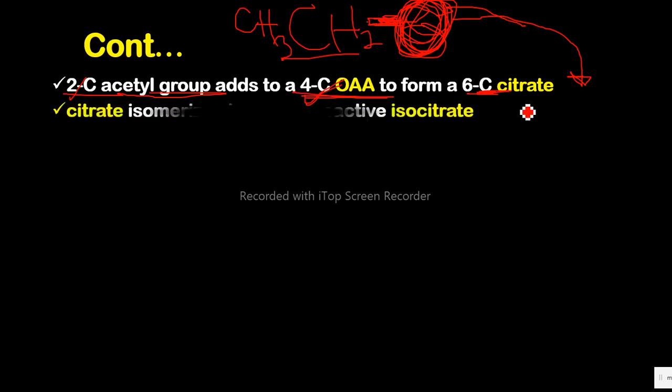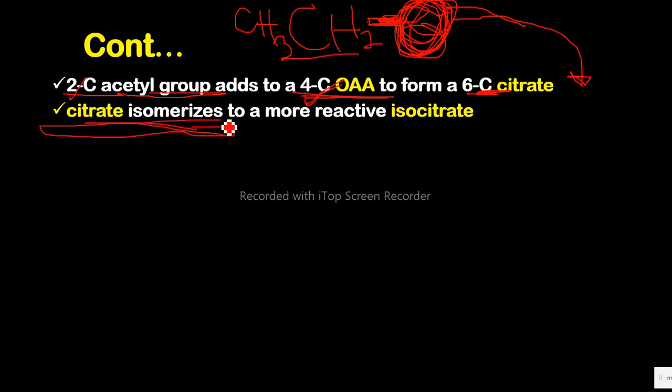Now the citrate that is formed continues to undergo processes which will generate energy. The first thing that happens is that it isomerizes. For the senior 5 today, I taught isomerism. You saw that it's where compounds having the same molecular formula have different structural formulas. So the citrate, or the citric acid that is formed, isomerizes to form a more reactive compound, which is isocitric acid or isocitrate.